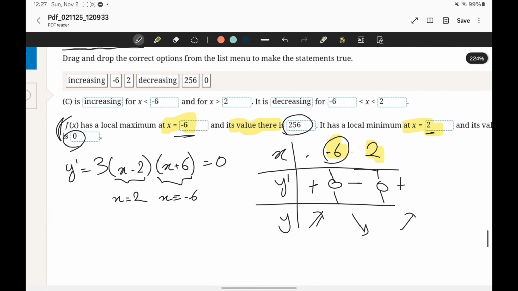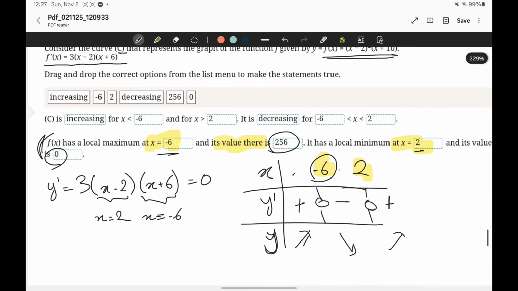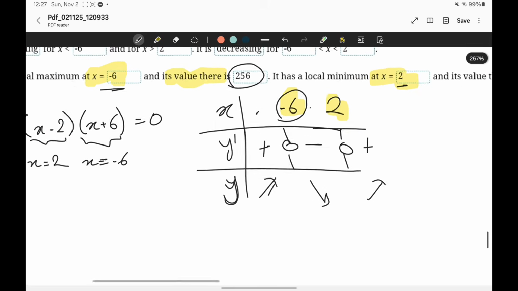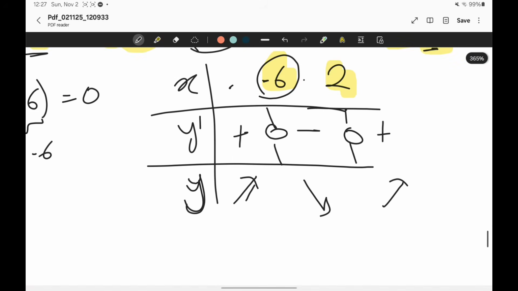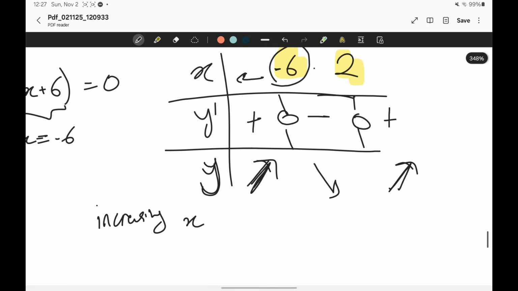For the first part, they're asking you if the y itself, because the curve C, they're wanting the curve itself. Is it increasing or decreasing, and when is it? So here we can look. It's increasing for x is less than minus 6, or greater than 2. So x is greater than 2, and you can see it's decreasing in between minus 6 and 2.